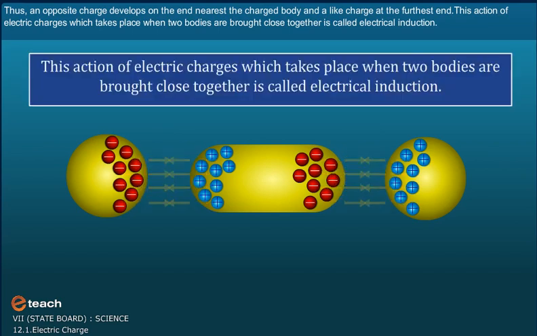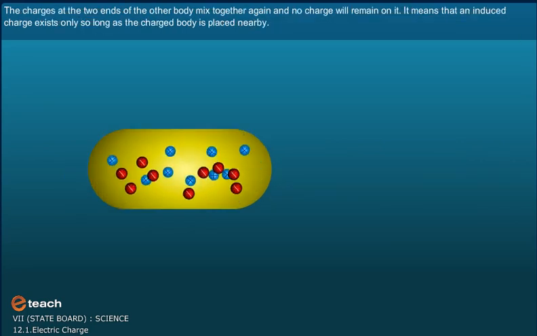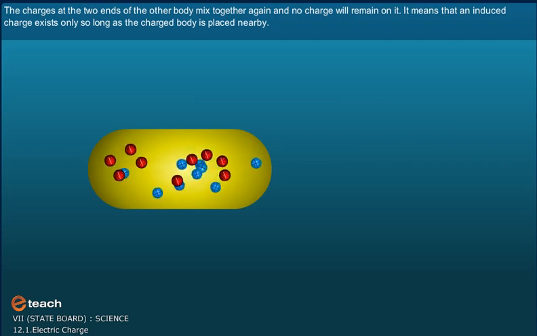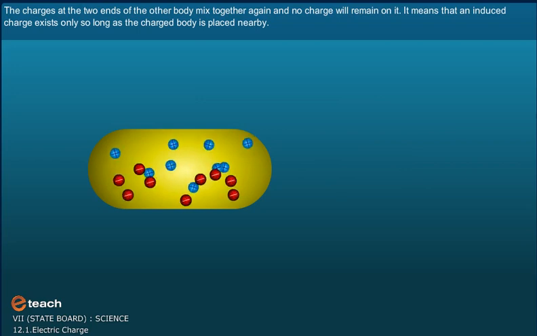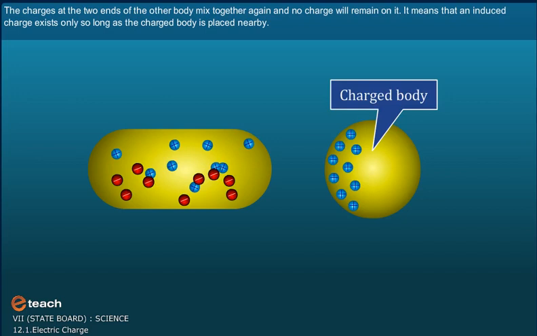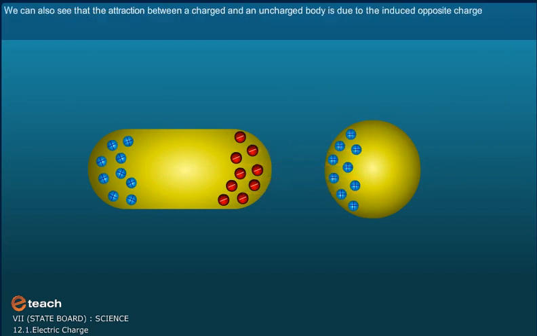This action of electric charges, which takes place when two bodies are brought close together, is called electrical induction. What happens if the charged body is removed? The charges at the two ends of the other body mix together again, and no charge will remain on it. It means that an induced charge exists only so long as the charged body is placed nearby. We can also see that the attraction between a charged and an uncharged body is due to the induced opposite charge.